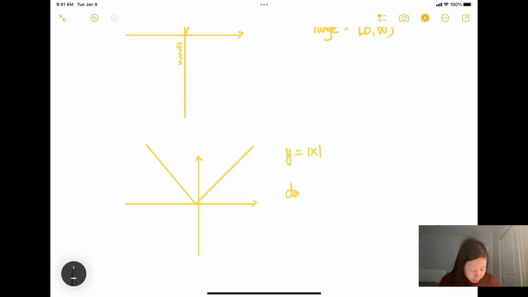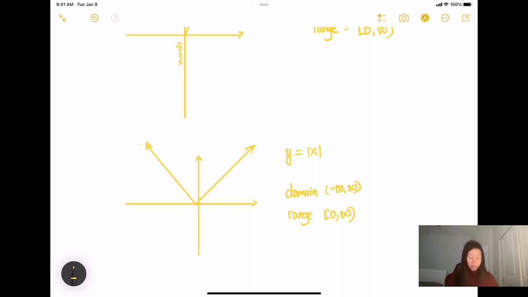So what's the domain? Well, these are the basic functions, so that means they can extend as far as they want. So the domain should be negative infinity to infinity. What about range? Well, by looking at the graph, by now you should know the range should be 0 to infinity.